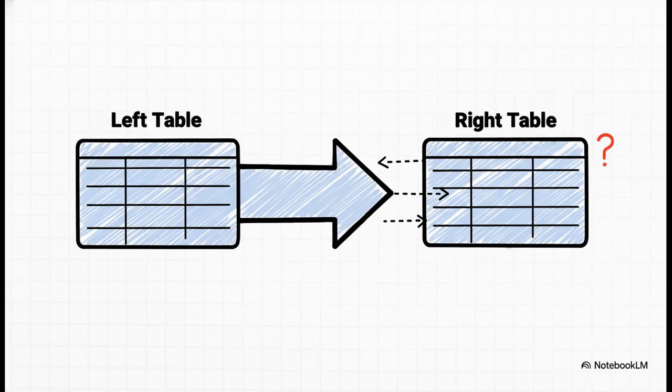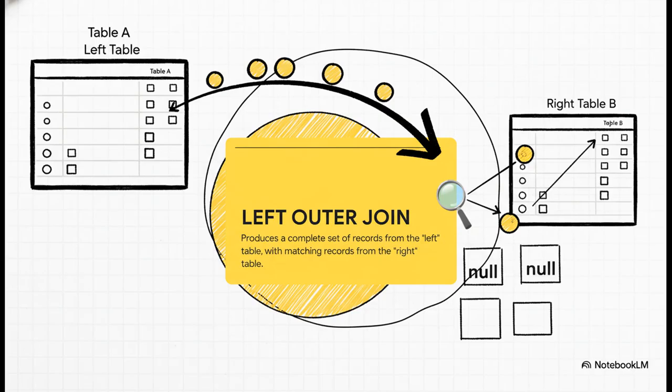Okay, but what if you want to keep all of the records from one table, even if they don't have a match in the other one? Well, that's where the left join comes in. So the left join, and you'll also hear it called a left outer join, it's all about picking a favorite table. It keeps everything from the first table you list, the left one. If it can't find a match in the second, or right table, it doesn't just throw the row away. Nope. It keeps it and just fills the columns from the right table with a null value, which is just a fancy way of saying there's nothing here.